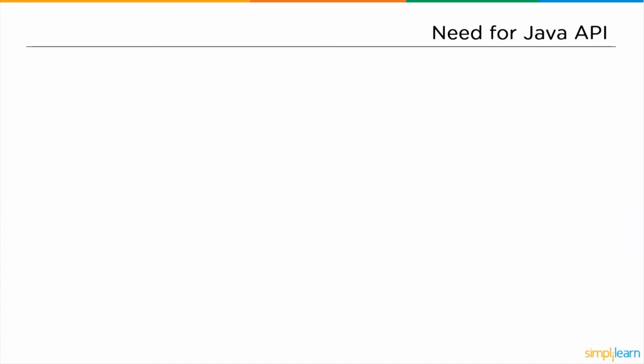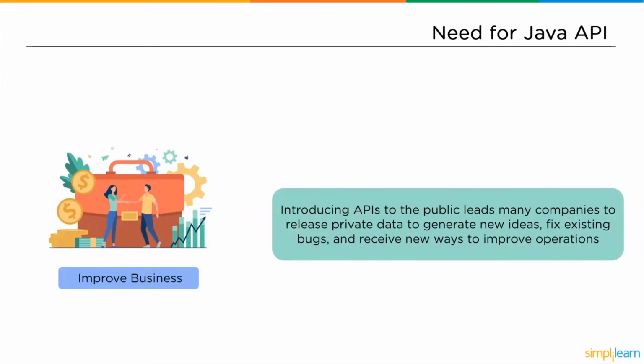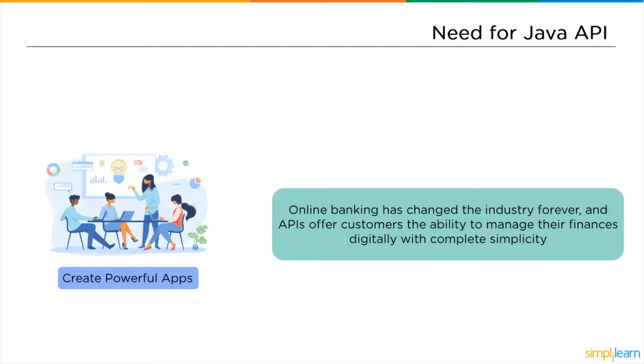Followed by this, the next important requirement is to improvise the business. Introducing APIs to the public leads many companies to release private data to generate new ideas, fixing existing bugs, and receive new ways to improvise operations. The Twitter developer account is an example for API that gives programmers private API keys to access Twitter data and develop applications. Followed by that, we have the third one, which is to create the powerful applications.